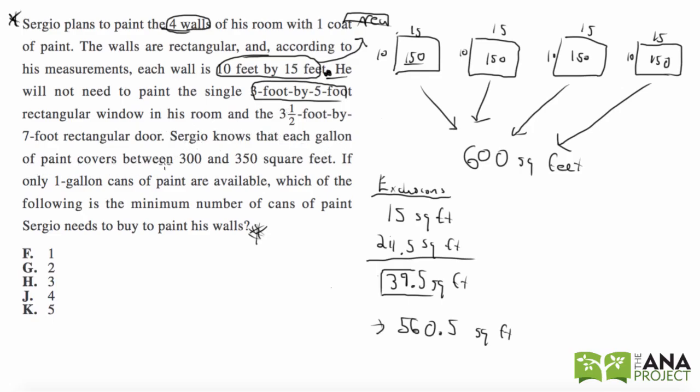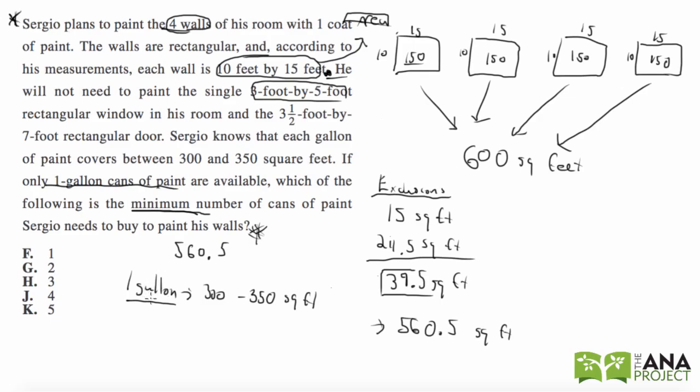Sergio knows that each gallon of paint covers between 300 and 350 square feet. So we know we have to paint 560.5 square feet. We know that 1 gallon covers anywhere from 300 to 350 square feet. If only 1 gallon cans of paint are available, okay, so we can only buy 1 gallon cans of paint. We can't split it up. Which of the following is the minimum number of cans of paint Sergio needs to buy to paint his walls?